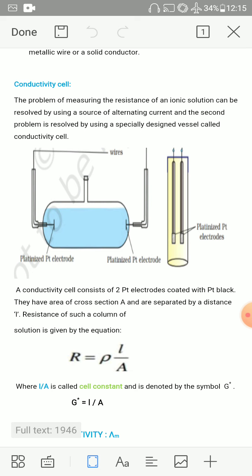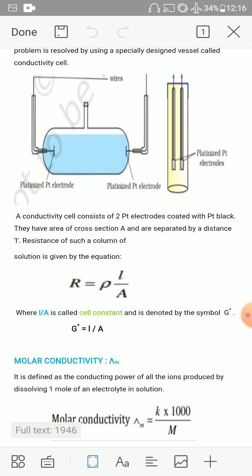A conductivity cell consists of two platinum electrodes. You can see in the figure two platinum electrodes coated with platinum black, and they have area of cross section A. The area of cross section of each platinum electrode is A, and both the platinum electrodes are separated by a distance L. So the resistance of such a column of solution is given by the equation R is equal to rho L by A.